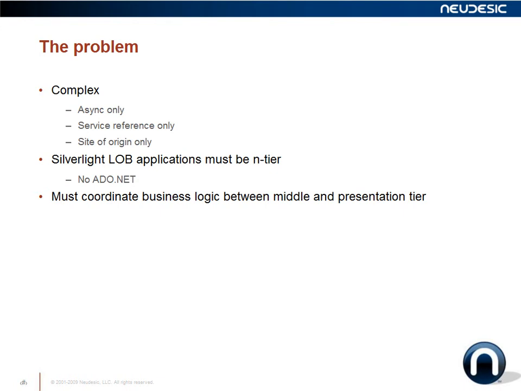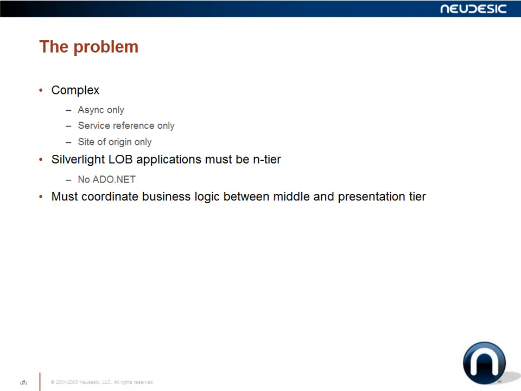One of the other things that comes into play here is that when you're building a line of business application, Silverlight is a tool for building rich internet applications, or RIA applications, and that typically means there's a lot of communication between the client and the server. And having a forced n-tier architecture adds a little bit to that complexity.